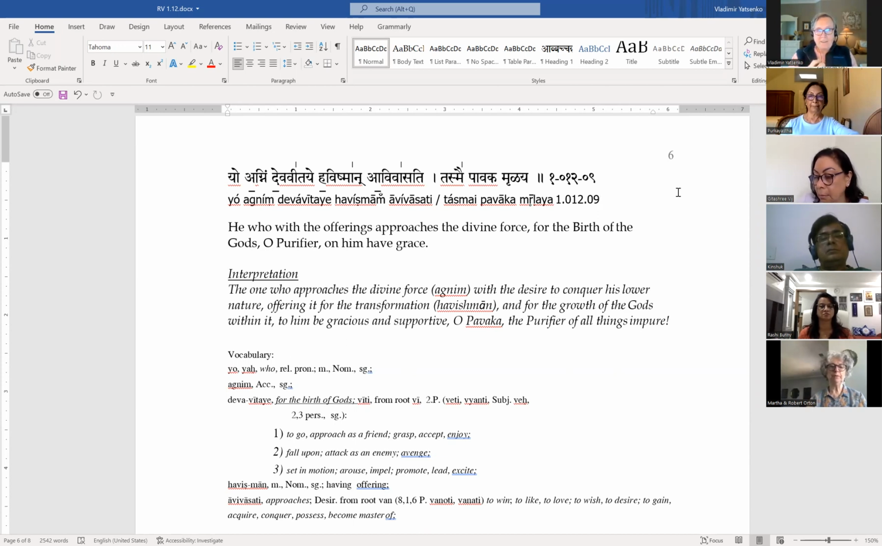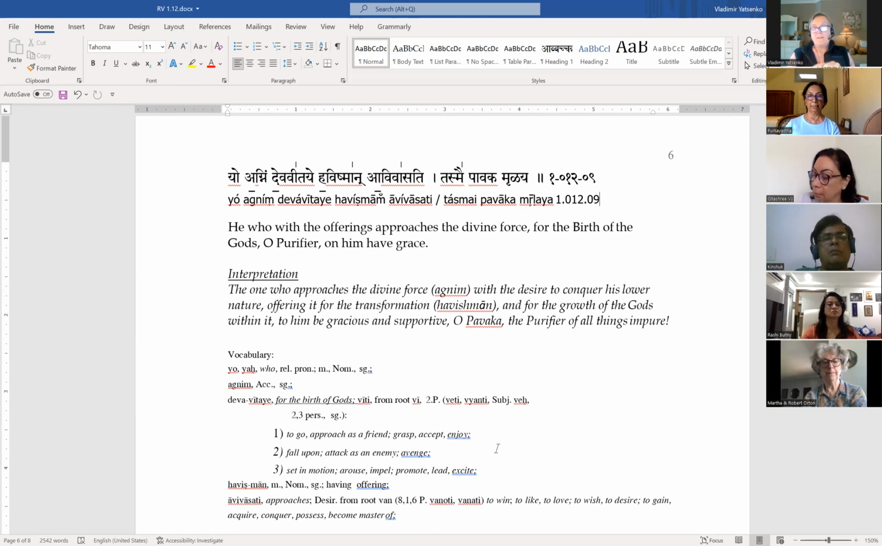So what is interesting is Deva Vitaye, for the birth of the gods, or for the growth of the gods. Viti is an interesting word. I'm giving the viti from the root vi: to go, to approach as a friend, to grasp, to accept, to enjoy, to fall upon, to attack as an enemy, to approach as a friend and to attack as an enemy, both. And to set in motion, to arouse, to impel, to promote, to lead, to excite. All of these meanings are somehow in this root vi and Viti. It's a very common word, Deva Viti, in the Vedas, and especially in the Rig Veda.